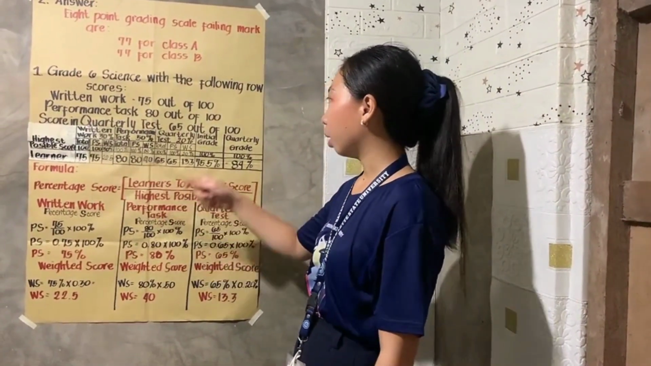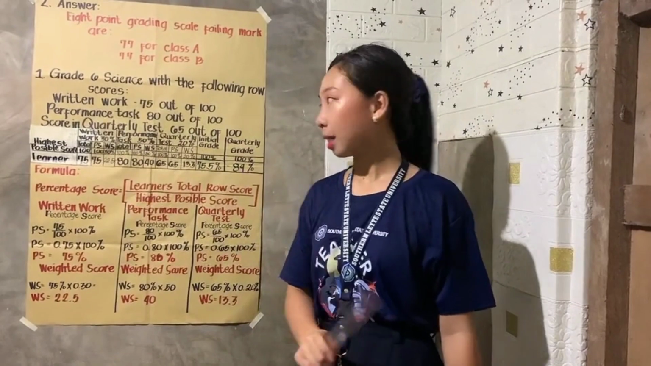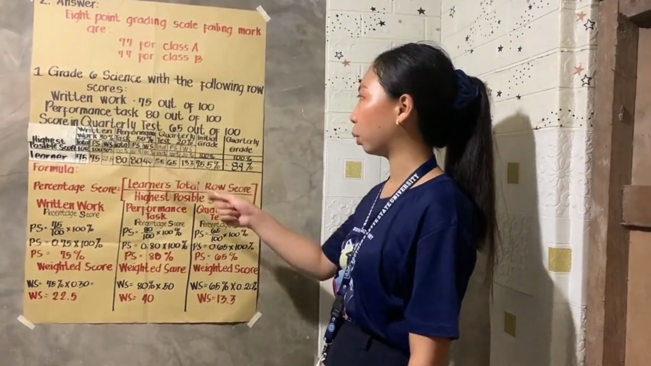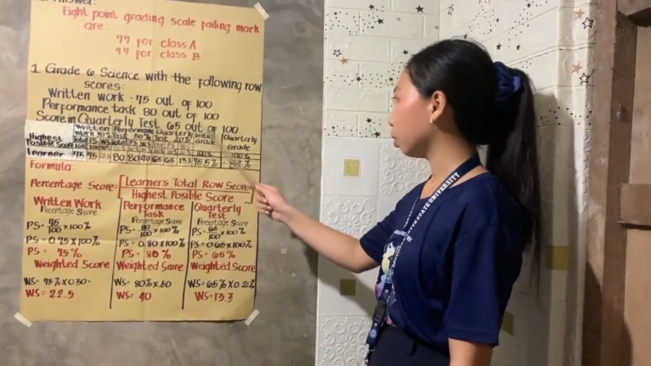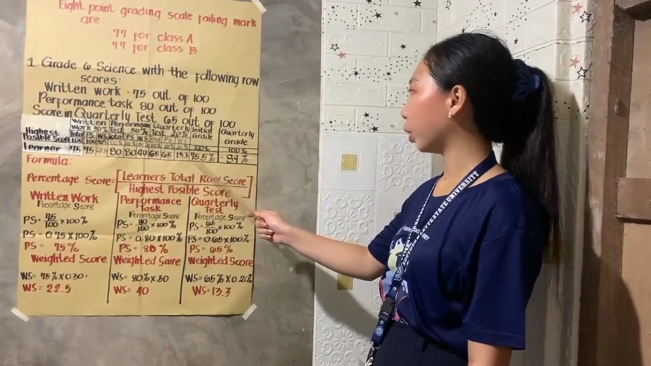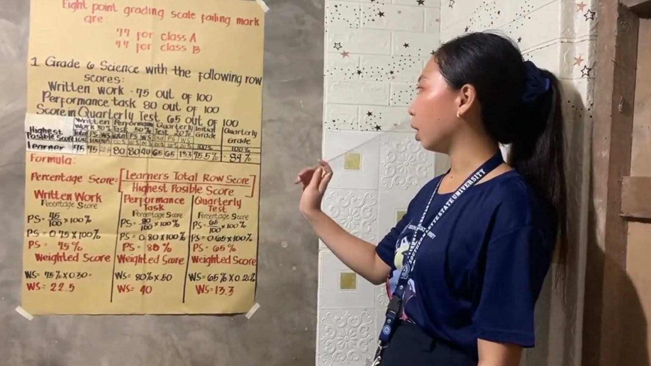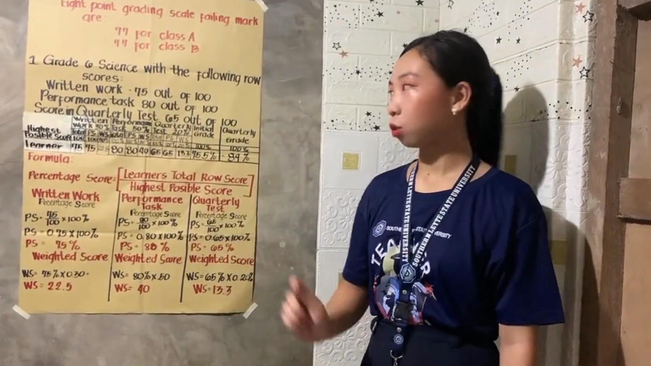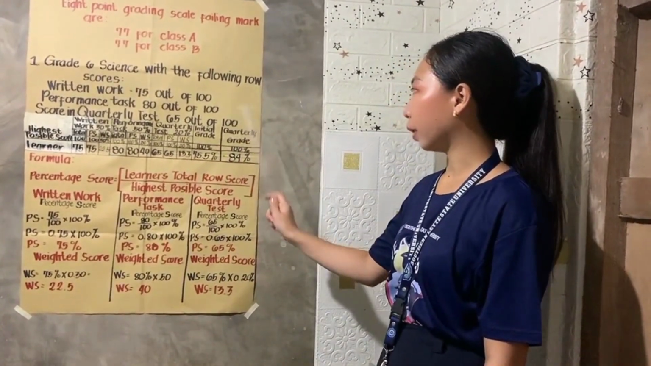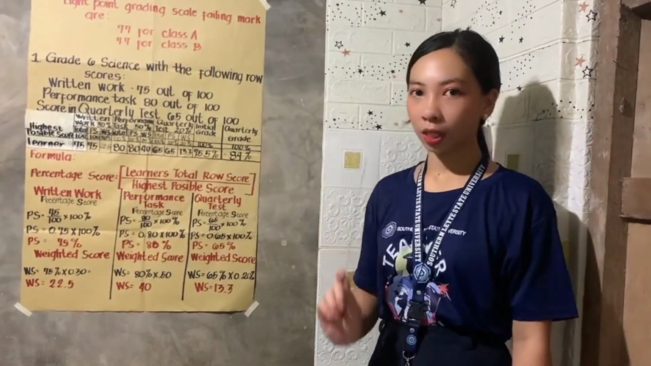So in getting the initial grade, we're just going to add the weighted score from the written work, the weighted score from the performance task, and the weighted score from the quarterly task. So the total will be 75.5%. If we transmute it for the quarterly grade, that would be 84%.